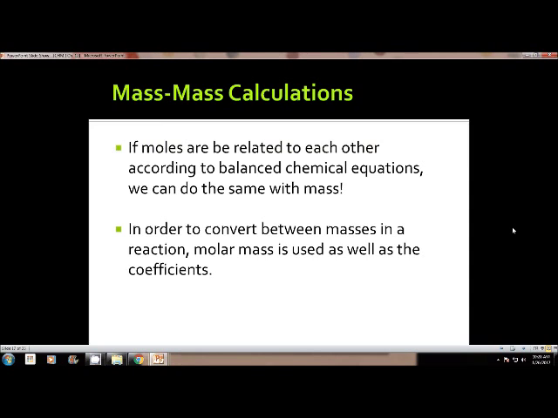Just like with moles, we could do the same thing with mass. But this time, instead of having just 2 parentheses for our solving, we're going to have 4 parentheses for our solving. So it's going to be a lot. That's why there's only 4 today. In order to convert between the masses and the reaction, we have to use the molar mass as well as the coefficients. And it's super important which molar mass you use where, because if you put the wrong molar mass in, you're going to get the wrong answer. Did everybody write down molar mass so we can move on?